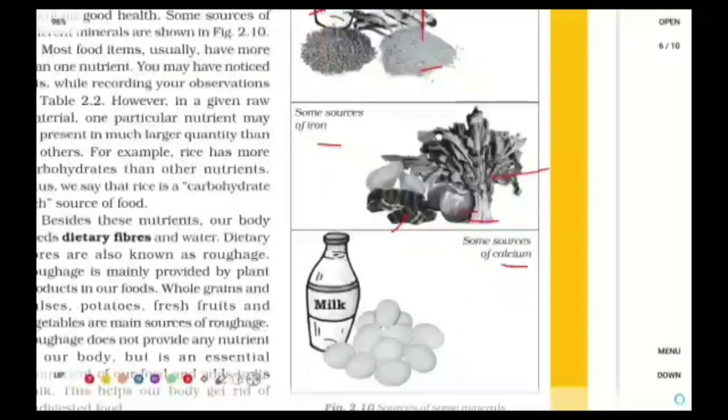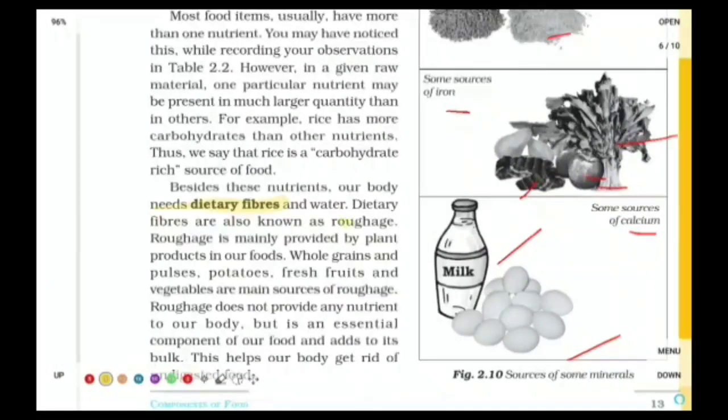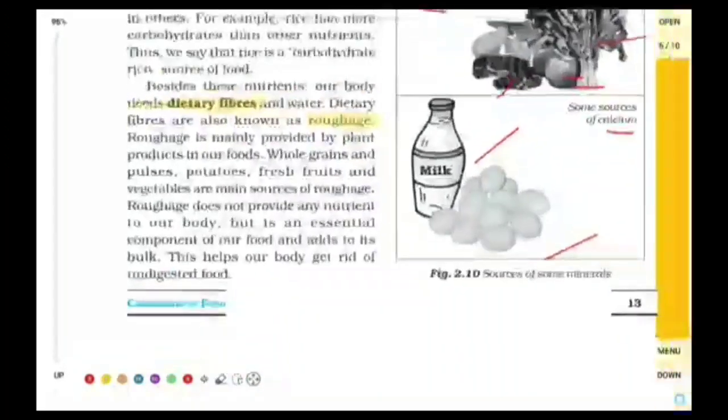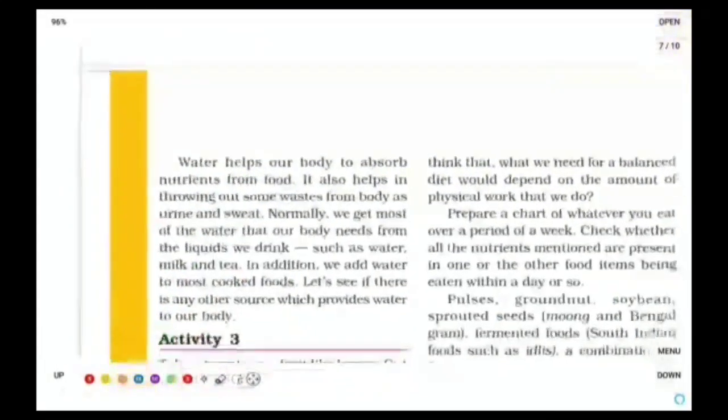Now, talking about dietary fibers. What are dietary fibers? Dietary fibers are also known as roughage, right? Dietary fibers do not give us any nutrients, but they are really useful for digestion in our body. Roughage can be found mainly in whole grains, pulses, potatoes, fresh fruits, and vegetables, which are the main sources of roughage.